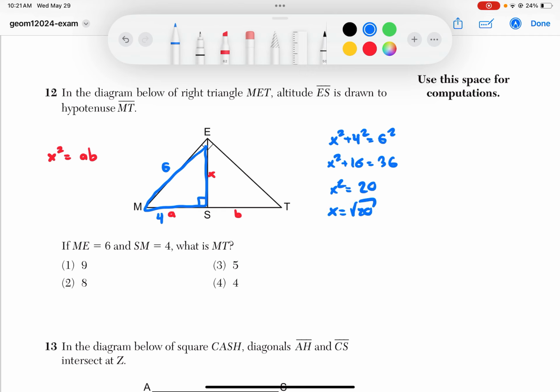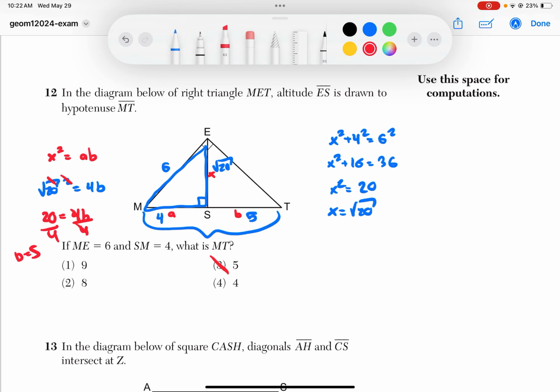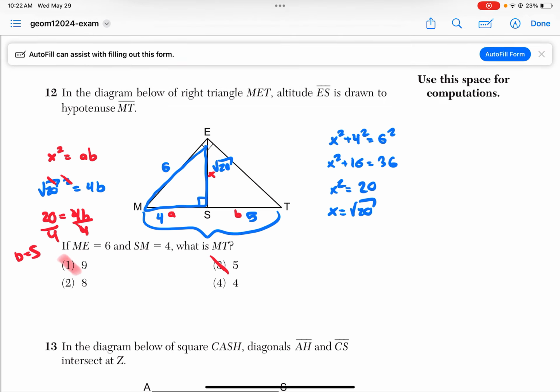Perfect. So now that I know the altitude, I can plug everything in. So I have the altitude squared equals 4 times b. And since it's a square root of a number squared, the square root and the square will cancel out. So this will just become 20. You could always verify that in your calculator. 20 equals 4 times a number. So divide both sides by 4, and 20 divided by 4 is 5. So b is 5. And a lot of people will pick 5. And it's a heartbreaker because it's not 5, because they didn't ask for ST, they asked for MT. So 4 plus 5 is 9. And you are done.